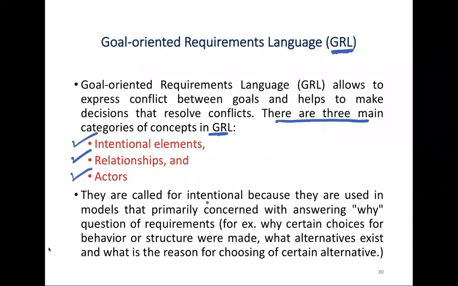Why do we call it intentional elements? Because they are used in models that are primarily concerned with answering the question why, the question of requirements. For example, why certain choices for behavior or structure were made, what alternatives exist, and what is the reason for choosing such alternatives. That's why it's intentionally designed to answer more about the purpose of the system and how they are linked together. Now let's discuss different notations that are used in the GRL.